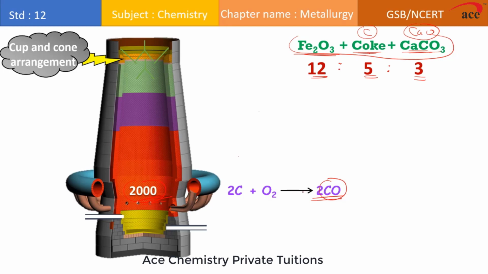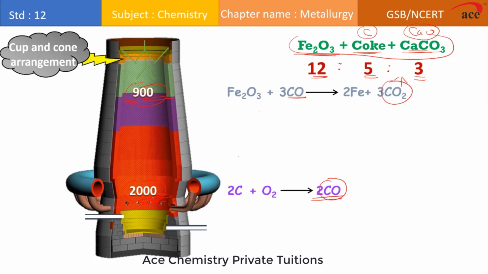Since the carbon monoxide formed is a gaseous product, it moves into the upper part of the blast furnace, and when it meets the metal compound, which is one of the components of the charge, it reduces the metal compound to metal. So the carbon monoxide formed at the lower part moves up, meets Fe2O3, and reduces Fe2O3 to Fe, and there is release of carbon dioxide gas.